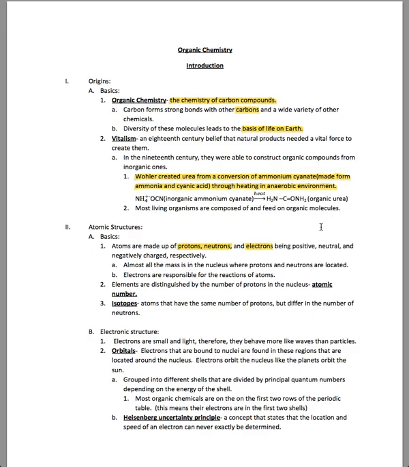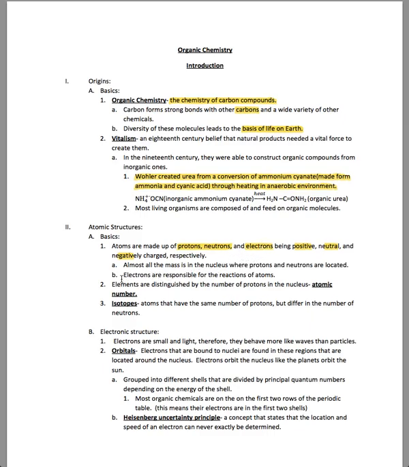But the charge for a proton is positive, a neutron has no charge, and an electron is negatively charged. And the mass of these two, the protons and the neutrons, is roughly 2,000 times greater than that of an electron. All right?